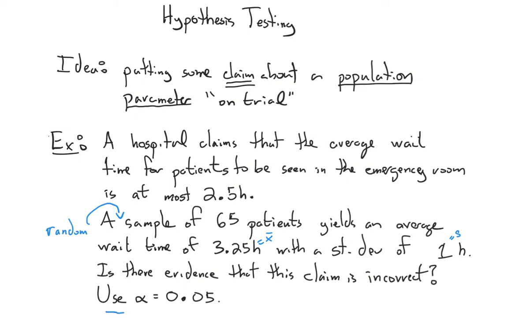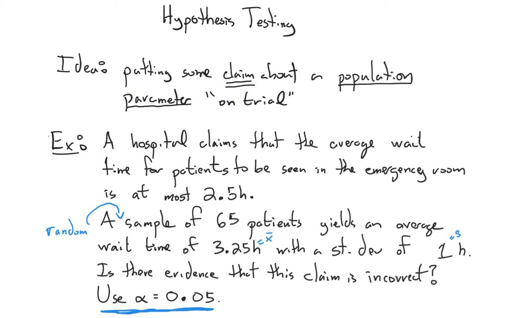And we'll explain this later, this alpha of 0.05. This is kind of that same idea of the error that we were talking about in confidence intervals. But before we go ahead and do this problem, we need to talk a little bit about what a hypothesis test does.